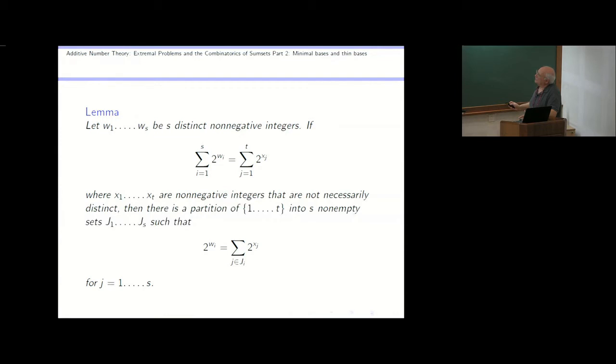But it's just a curious little fact that whenever that happens, you can actually partition this set so that each of these powers of 2 is a sum of a subset of these numbers over here. Right? It's some kind of property in chemistry where you're putting atoms together somehow.